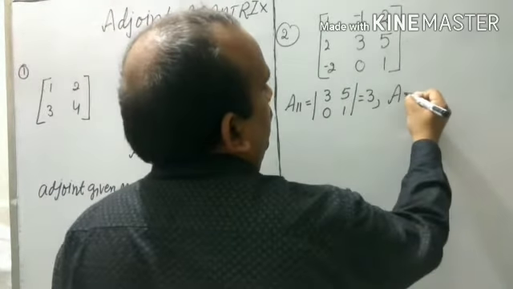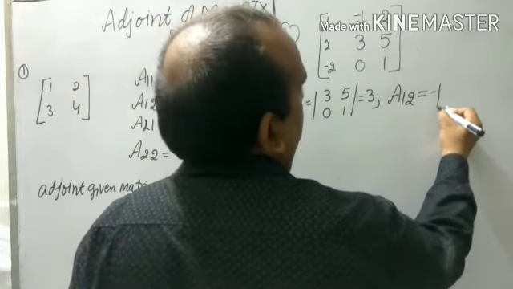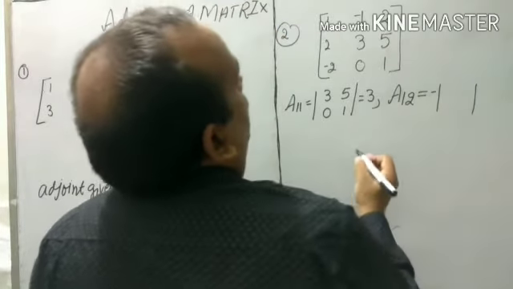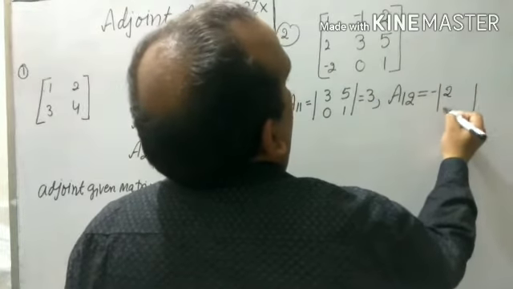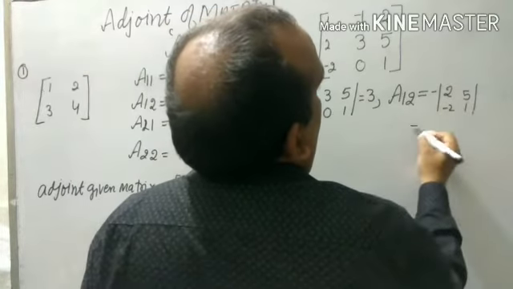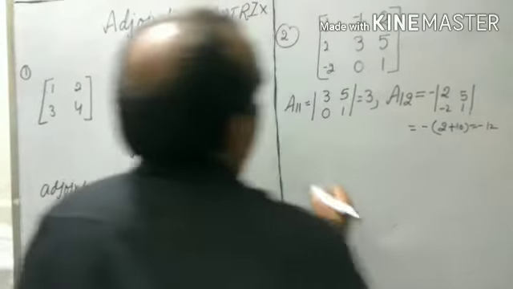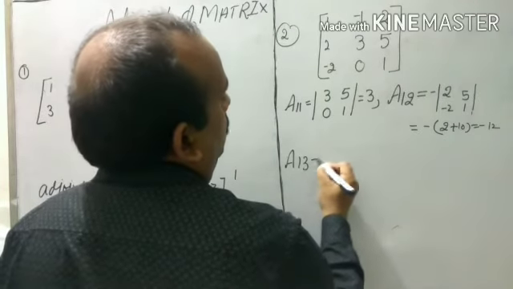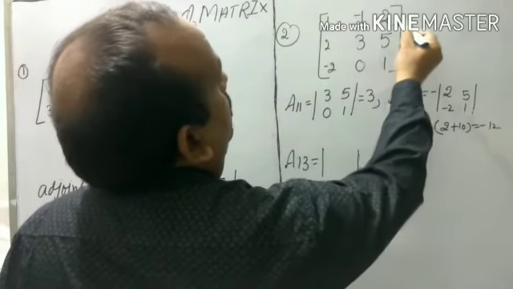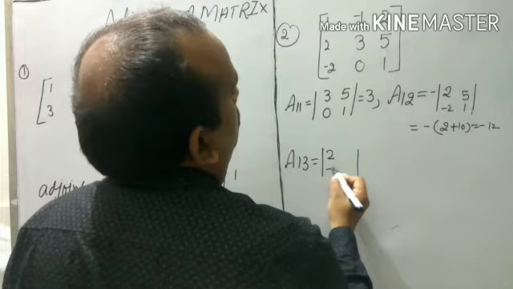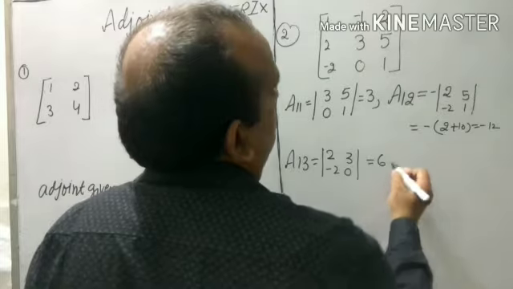Now I am finding the second cofactor A12. 1 and 2 sum to an odd number, so we will put a minus sign before finding the cofactor. We will leave the first row and the second column. 2, minus 2, 5, 1, it will be equal to minus of 2 plus 10, which is minus 12. Now we are finding the A13 cofactor. We are leaving the first row and the third column. It will be 2, minus 2, 3, 0, equal to plus 6.